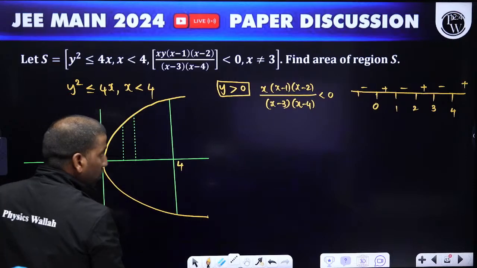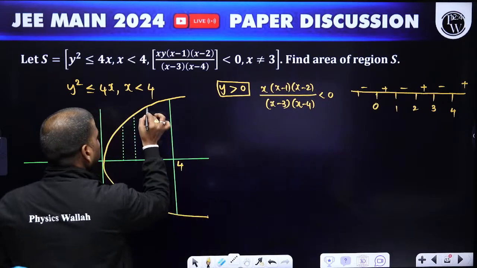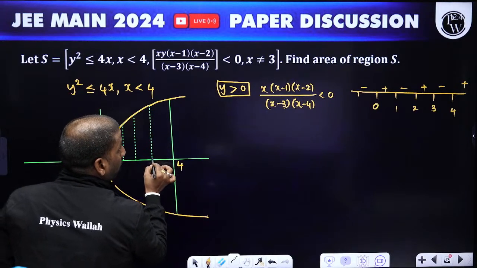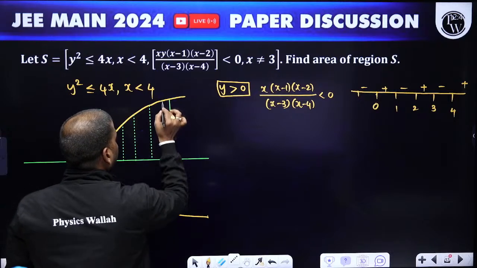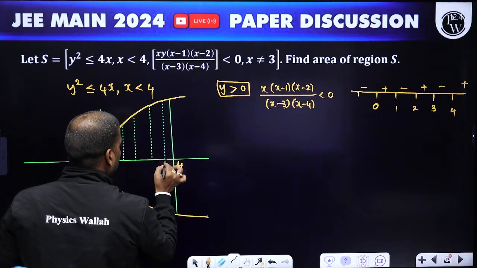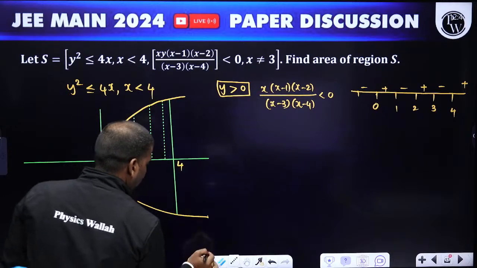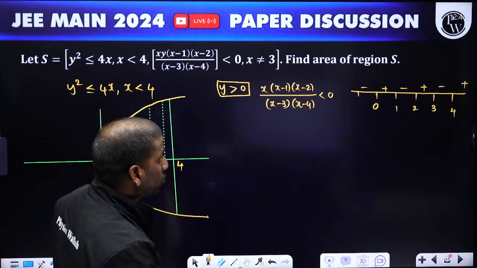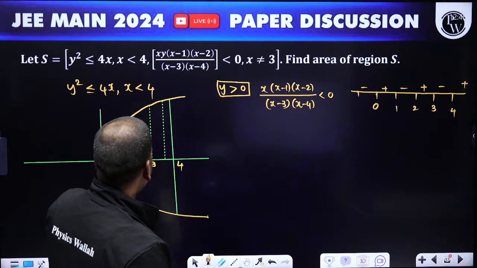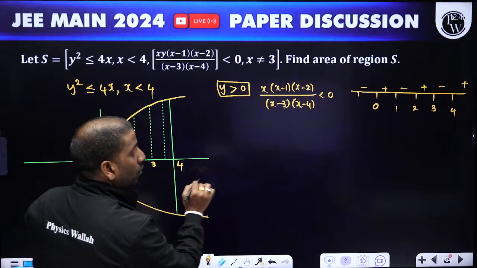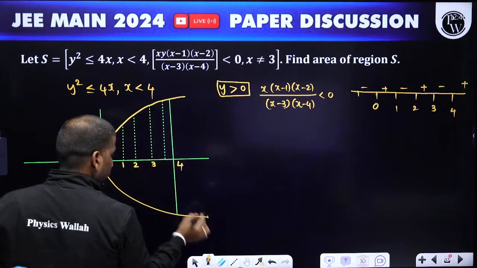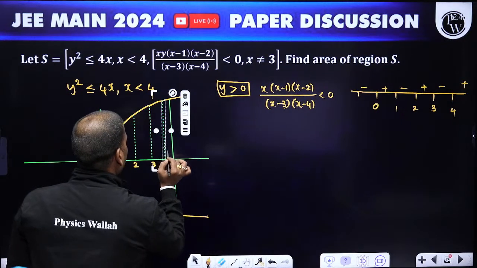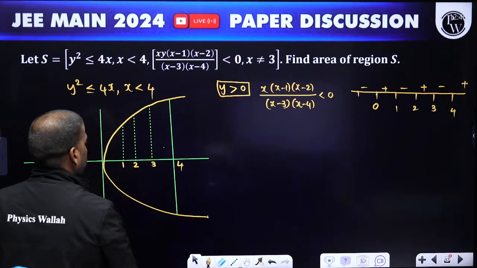Right? This is 1 to 2 and 2 to 3. So that means this is 1 to 2, negative, 1 to 2, yes. Next 3 to 4. So then this is not required. It's 3 to 4. So this is what it is.